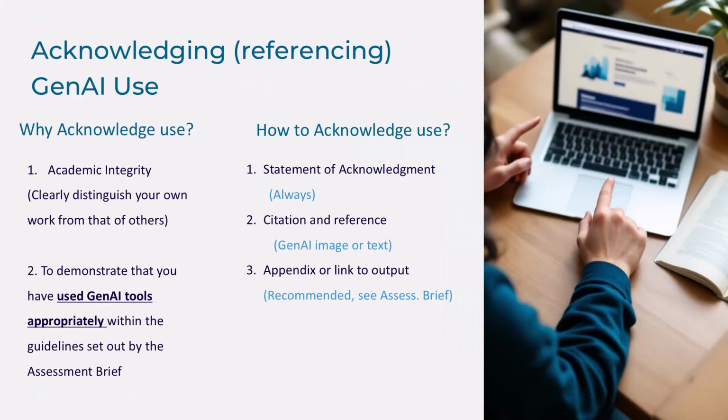If you choose to use GenAI tools, you must acknowledge their use. This is part of maintaining academic integrity and shows that you followed the guidelines in the assessment brief. You'll also need to include a short statement of acknowledgement of the use of GenAI, a proper citation and reference, and you need to include your appendix or a link to the full conversation that you had with the GenAI tool. It's also a good idea to create an account and sign in when using a GenAI tool, as this helps save your activity history.